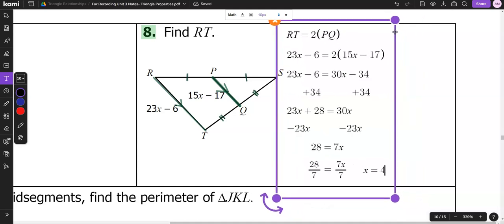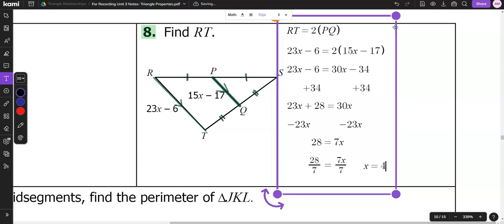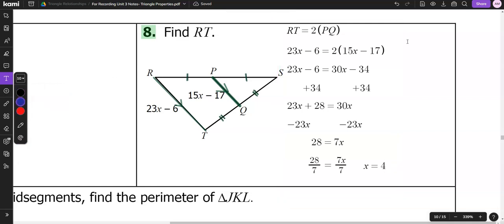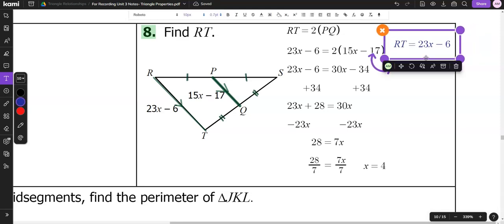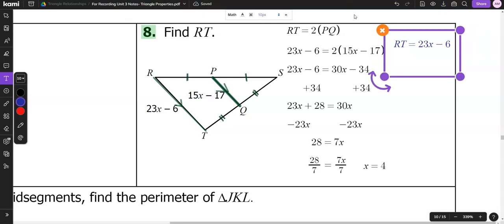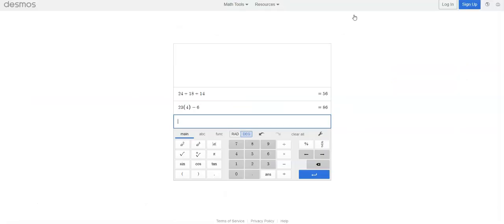Okay, but it didn't ask me to find x. It asked me to find RT. So let's go ahead and do that. RT is equal to 23x minus 6. And then we substitute in 4, and we get 86.